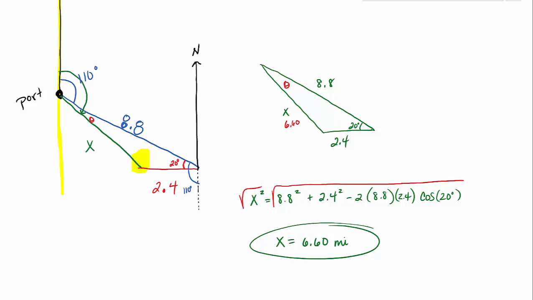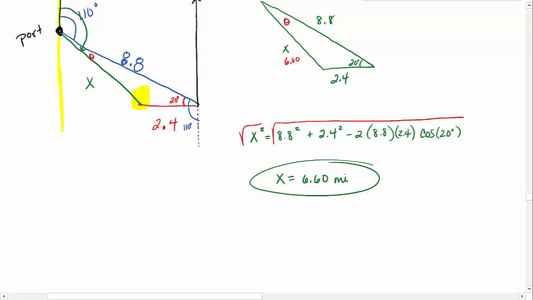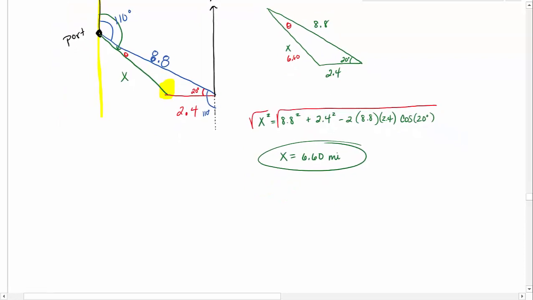We can either use law of sines or law of cosines to find that theta. I'm going to opt to use law of sines. We know that we can use law of sines anytime we have a known pair, and our known pair this time is the 20 degree angle and the 6.60 side. Sine of 20 degrees over 6.60 is going to be equal to sine of theta over 2.4.